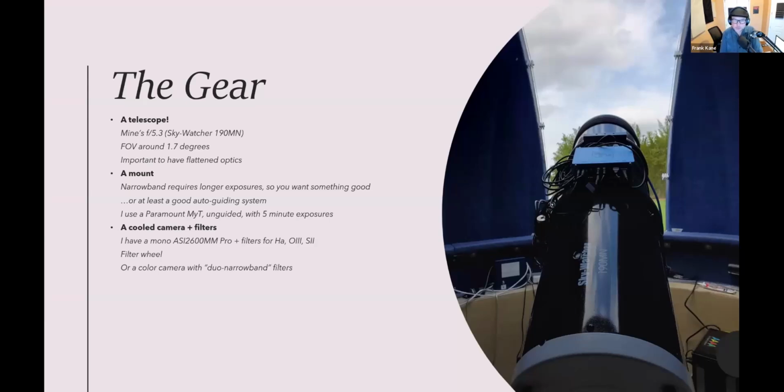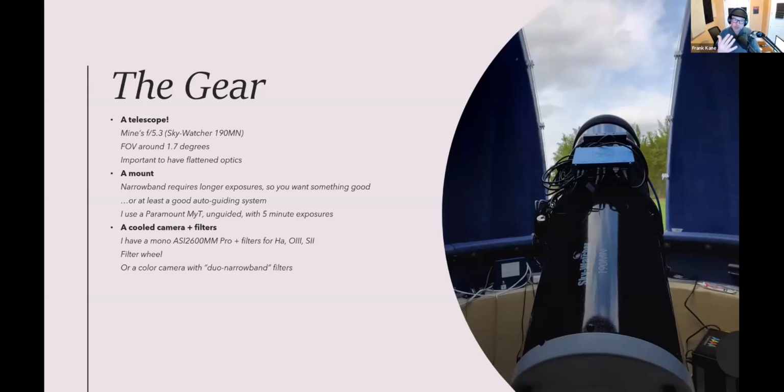Or an alternative would be to use a color camera with what they call a duo narrowband filter. So there are filters out there that are built to only let through those emission lines for sulfur, hydrogen, and oxygen. And with that, you can just process that pretty much like you would an RGB image.